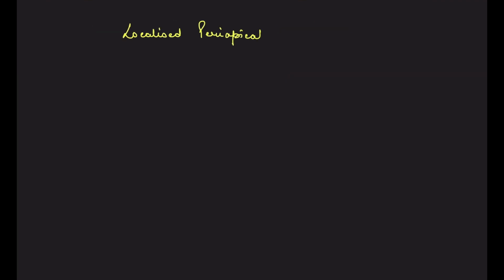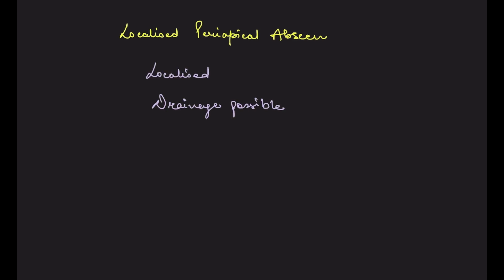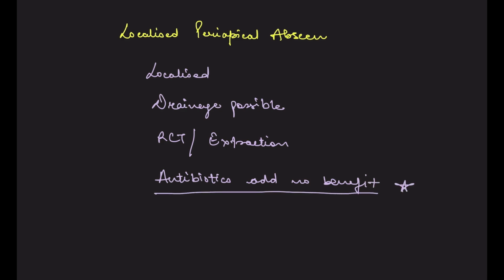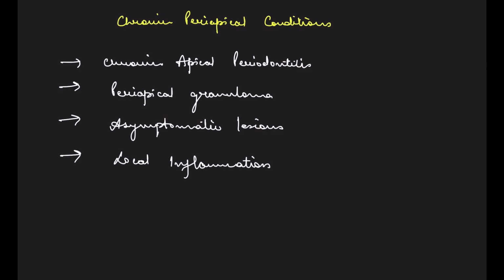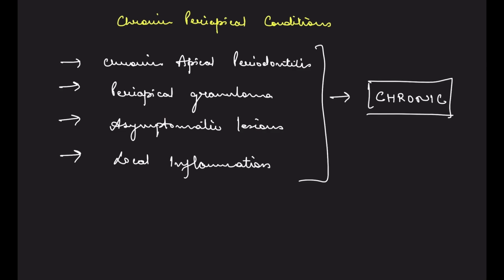Antibiotics are also not recommended for localized periapical abscesses when adequate drainage can be achieved. If the abscess can be drained or the source of infection can be removed through RCT or extraction, antibiotics do not add any additional benefit. Chronic conditions such as chronic apical periodontitis, periapical granuloma, or asymptomatic periapical lesions do not require antibiotics. These are localized inflammatory lesions and should be managed with appropriate dental procedures.